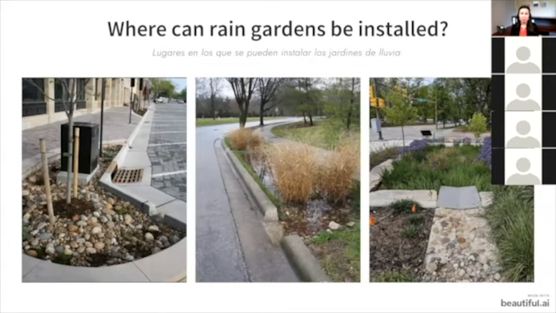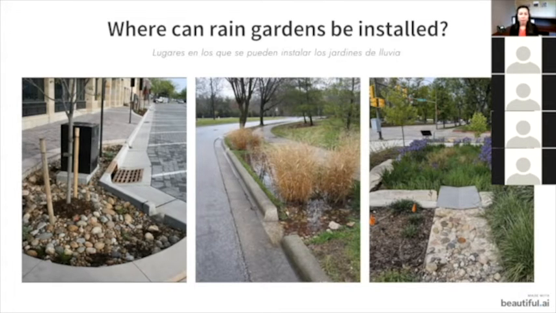Rain gardens can be installed in a number of different locations. On the far left here, this is in Fort Collins again, but it's connected to a parking lot and road. So it's receiving that road runoff and the parking lot runoff. This is actually combined potentially with permeable pavement. And so you have 2 different green infrastructure strategies here.